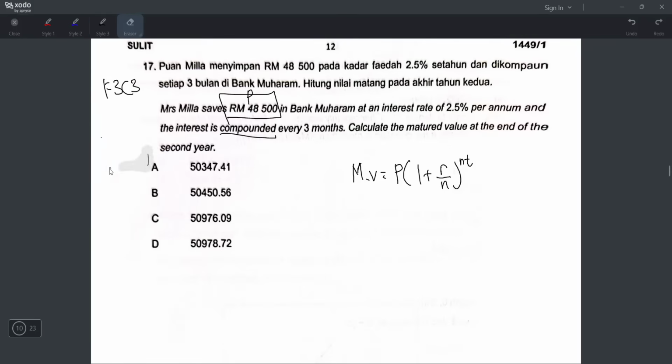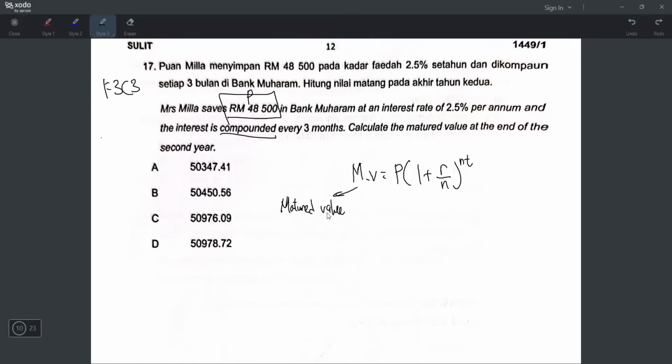Okay, let's talk about what is MV. MV is the matured value. And what is matured value? Matured value is the original value, the starting value, plus the interest. So again, matured value means the original value, the starting amount, plus the interest.